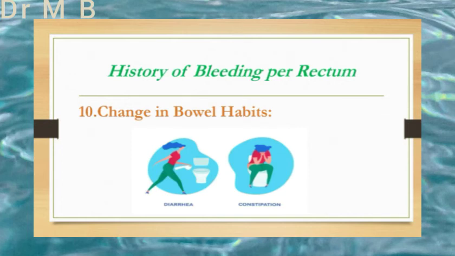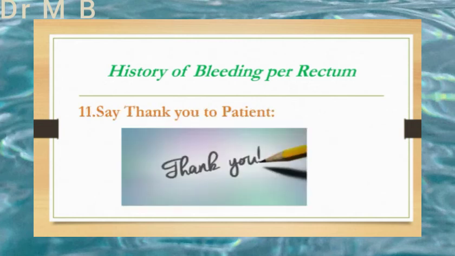You will ask about change in bowel habits. If a patient presents with chronic history of bleeding per rectum, diarrhea, and abdominal pain, you should think and evaluate for inflammatory bowel disease. Point to be noted: at the end, don't forget to say thank you to the patient.